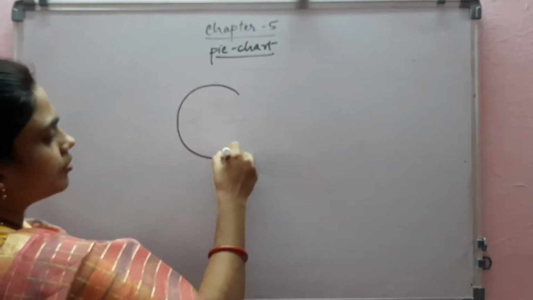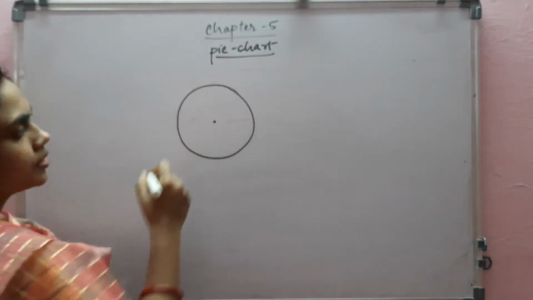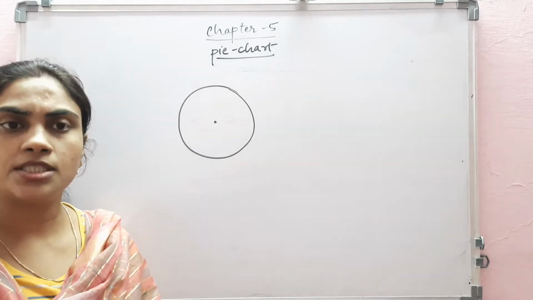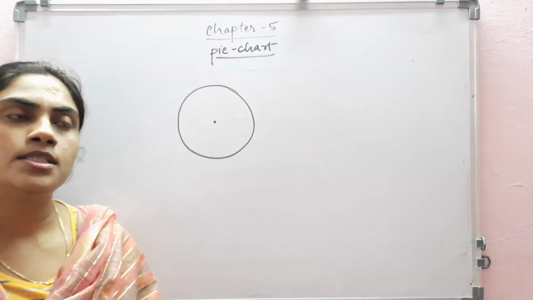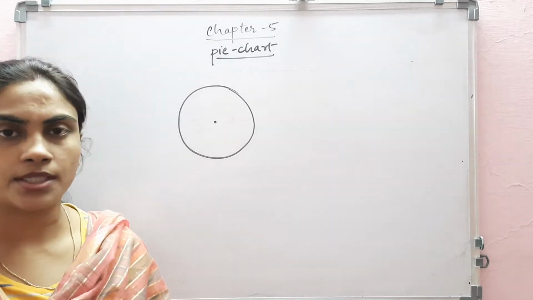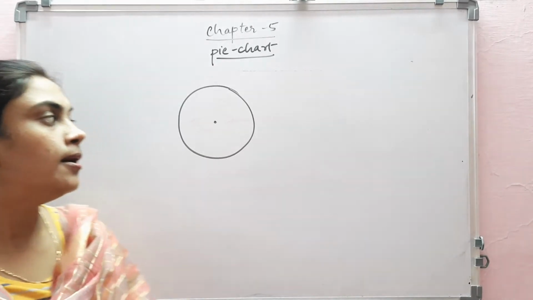Pie chart, what is pie chart here? Pie chart is the circular form of a graph. Circular form of a graph in which you will represent your raw data. Suppose I'm giving you an example. By this you can understand what is pie chart.